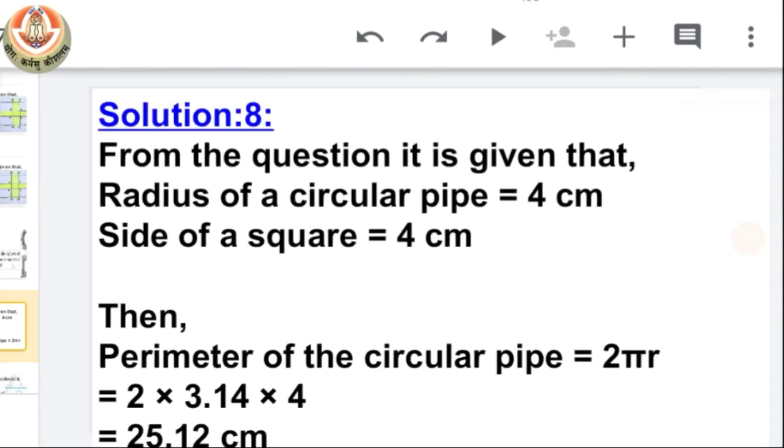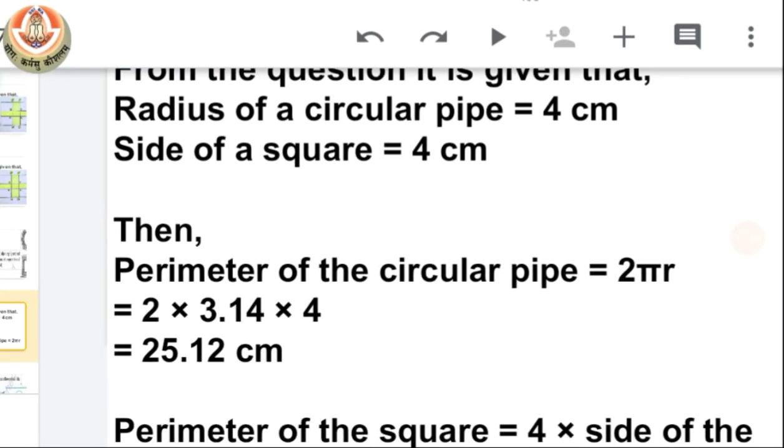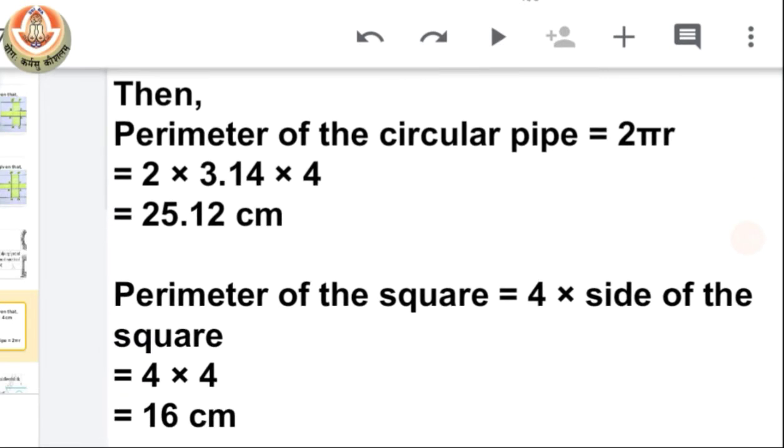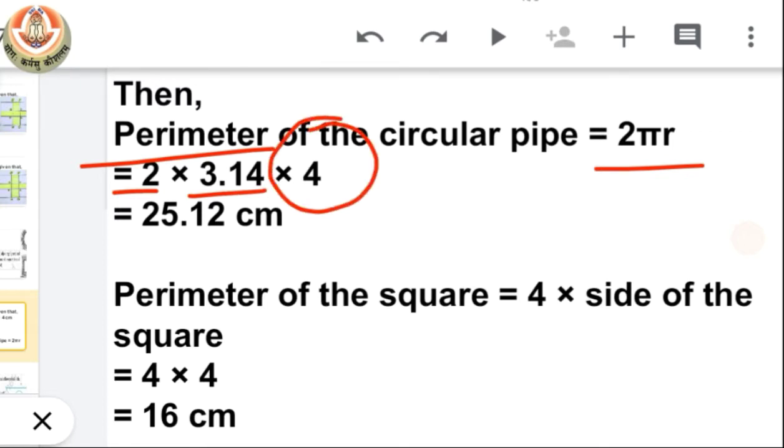So let's see. From the question it is given that the radius of the circular pipe is 4 cm and the side of the square is also 4 cm. So first we will find the circumference of the circular pipe. We can also call it perimeter, but for a circular thing we have a particular name which we term as circumference. So the circumference of the circular pipe, the formula is 2 pi r. So 2, we are using here 3.14 as the value of pi, and the radius is 4 cm. After solving this, our answer is 25.12 cm.